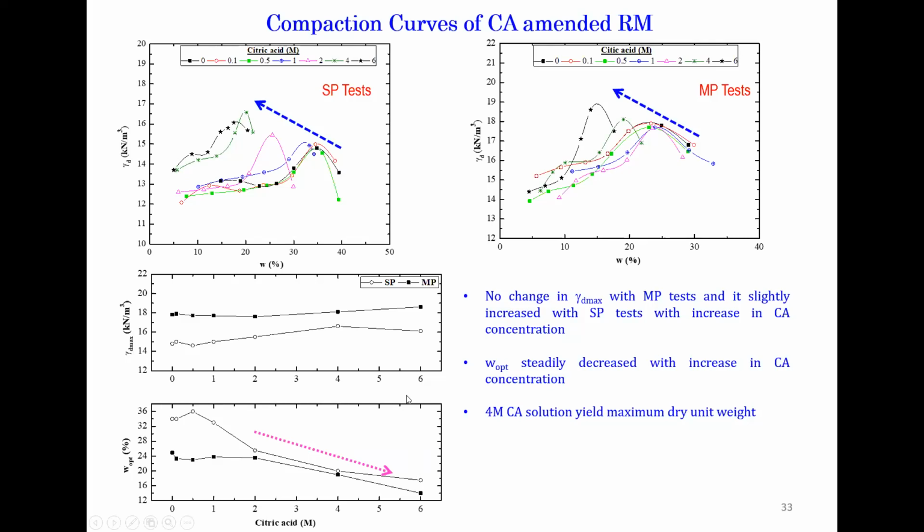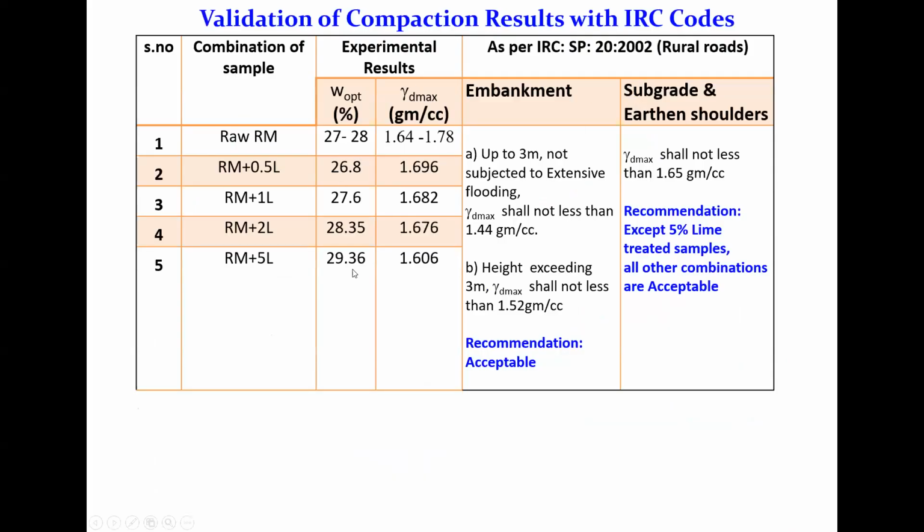When we treat any waste material, we should see an improvement in gamma D but a decrement in OMC, so that we can ensure the least amount of settlement. And this is in compliance with the standard codes. Suppose we compare the gamma D and OMC of citric acid and lime treated red mud with IRC SP20. This is as per the recommendation. It is acceptable for embankments and for earthen shoulders. Except for the 5% lime treated samples, all other combinations are acceptable.